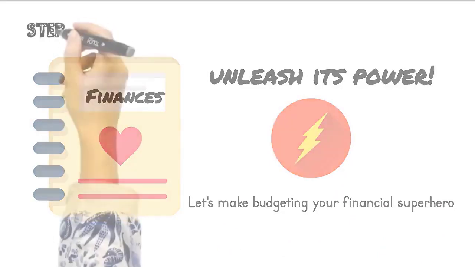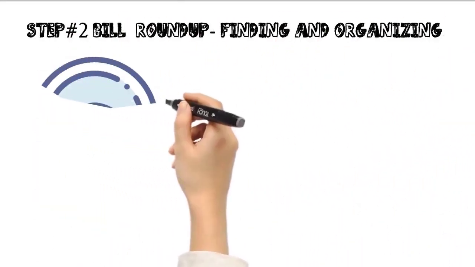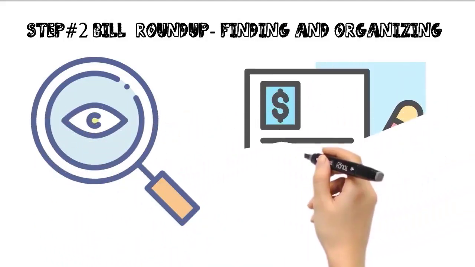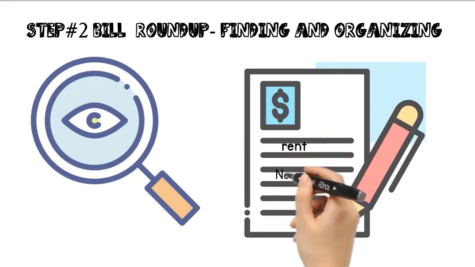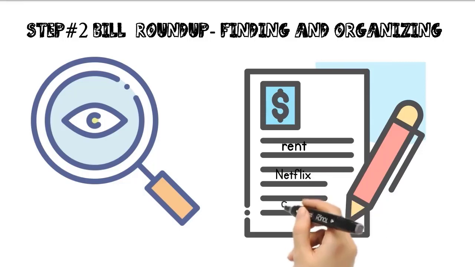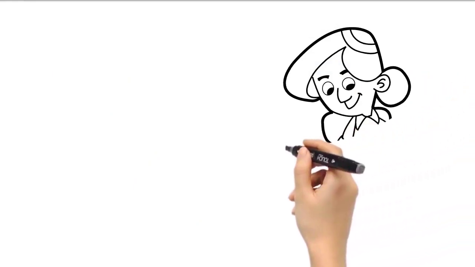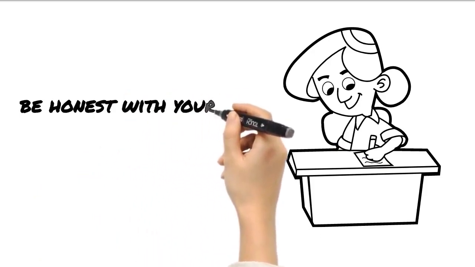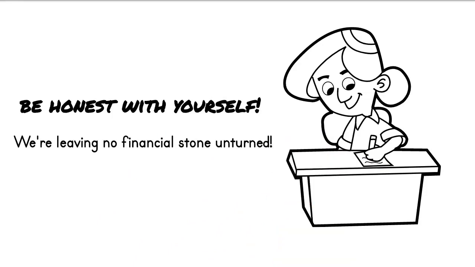We're moving on to step number 2. This is your bill roundup, finding and organizing. Now let's embark on a treasure hunt, finding all your bills, from your mortgage or rent to your monthly subscriptions. Gather them all like a savvy detective. It's time to bring order to the chaos of your monthly expenses. Round up those bills and write them all in your new budgeting notebook. No matter how elusive they may be, it's important to be honest with yourself. We're leaving no financial stone unturned.